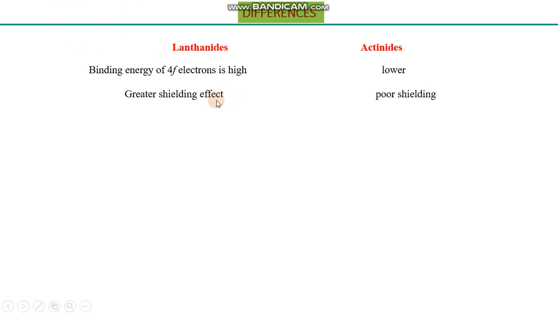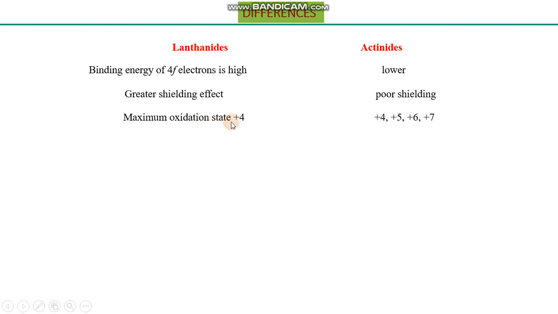Next, a greater shielding effect was observed for lanthanides for 4f electrons, and this shielding was poor in the case of actinides. On the basis of this shielding and the binding energy of electrons, we were also able to explain certain properties which were different from each other. For example, lanthanide contraction was quite regular, while this type of contraction was not regular in the case of actinides, probably because shielding was not perfect in f electrons; the imperfectness was least in lanthanides and more in actinides.